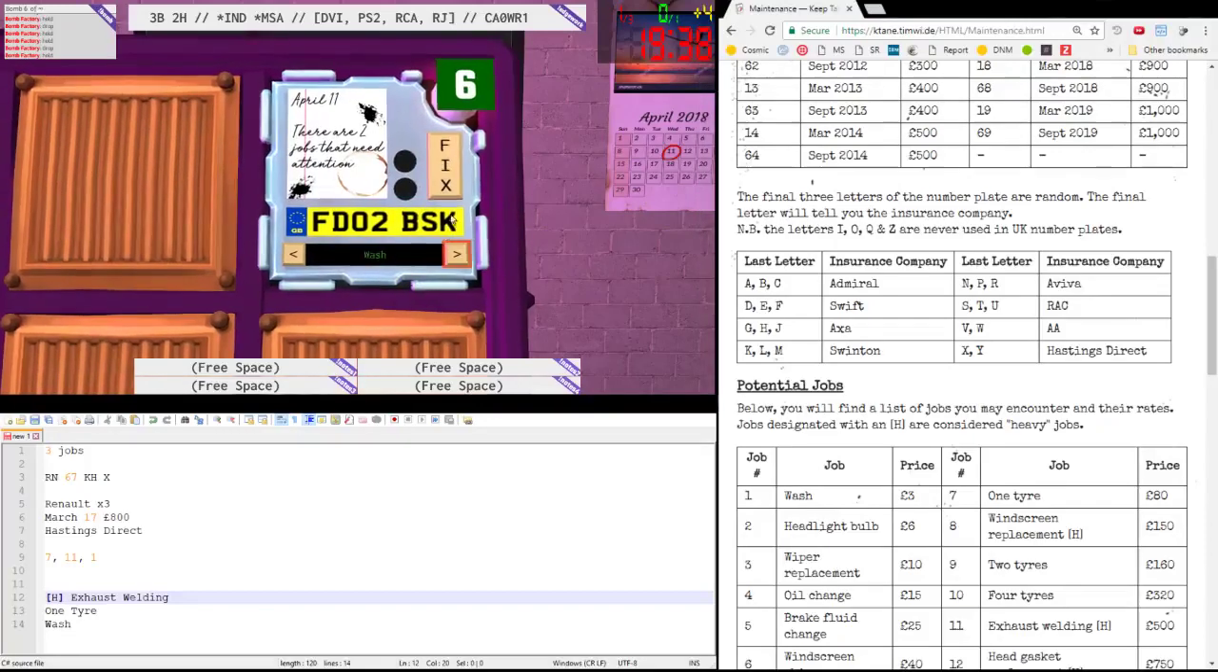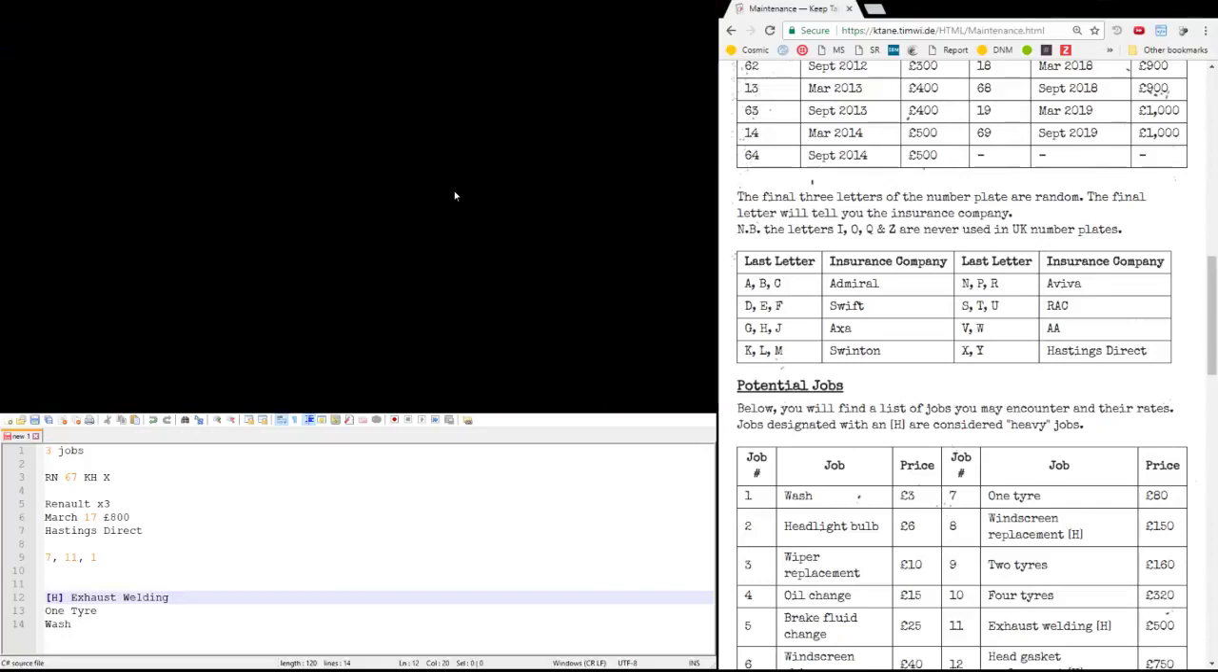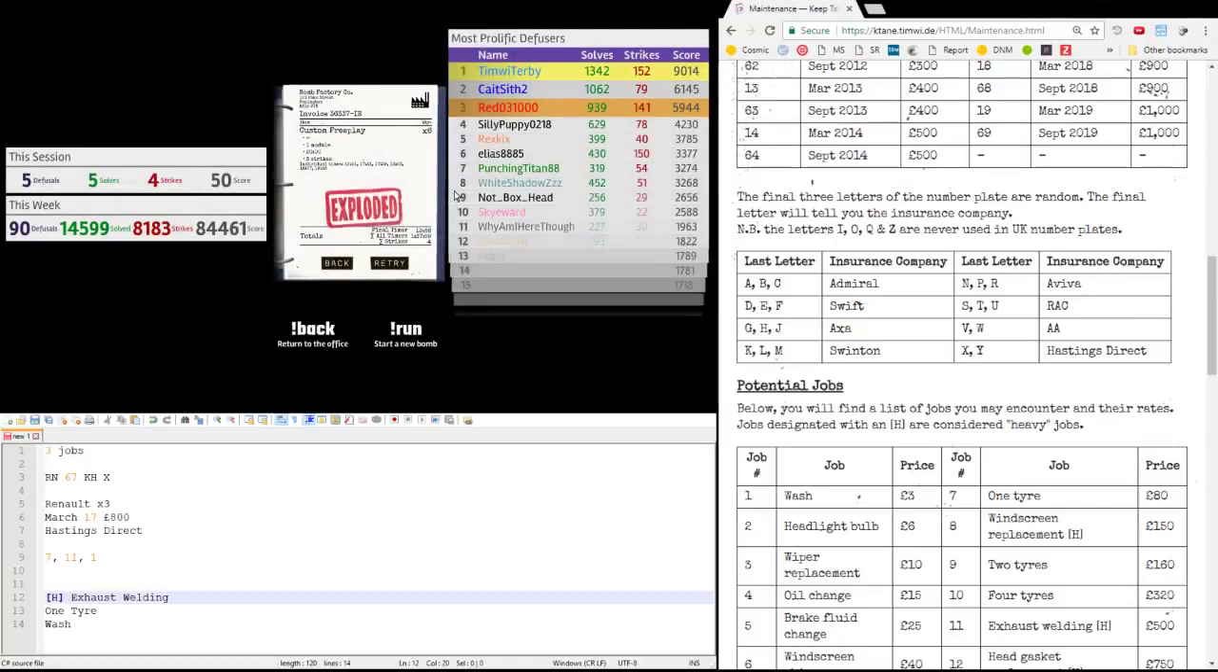Don't be stubborn in putting on the wrong things, or you will blow up, which is just not fun. But yeah, that's it for maintenance.